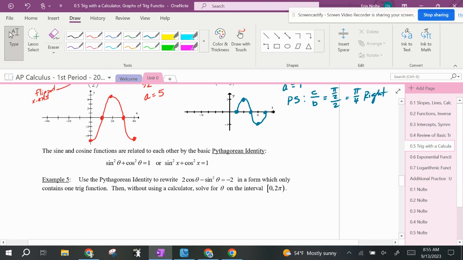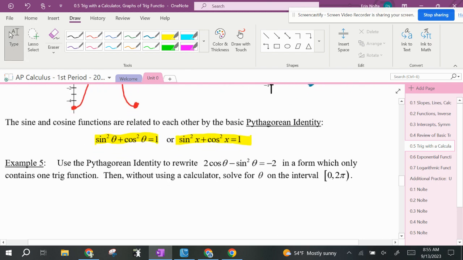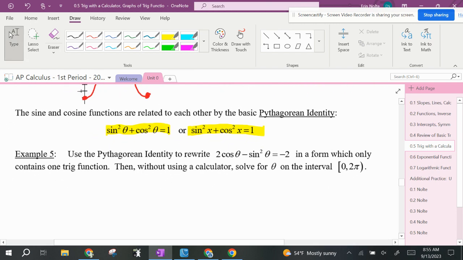Okay, so the sine and cosine functions are related to the Pythagorean identity. So Pythagorean's theorem, hopefully that looks pretty similar, right? So usually you see x squared plus y squared equals r squared. So if you think about the unit circle, the x is the cosine, right? So cosine squared plus the y squared, that's sine squared. And on a unit circle, what's my radius? 1.